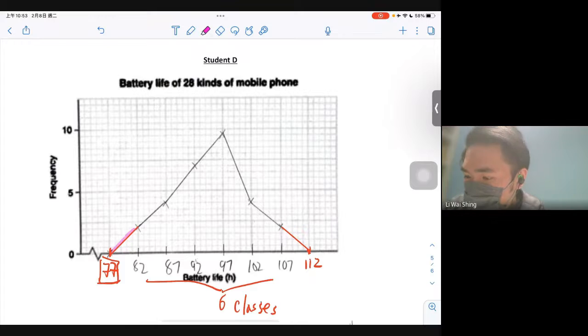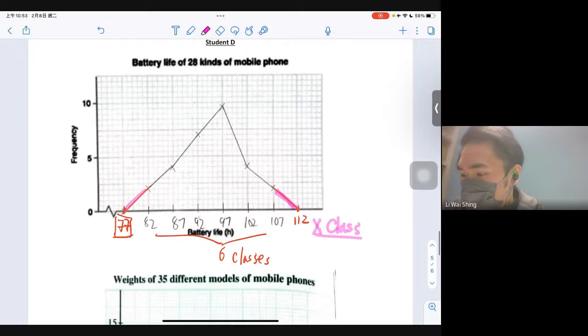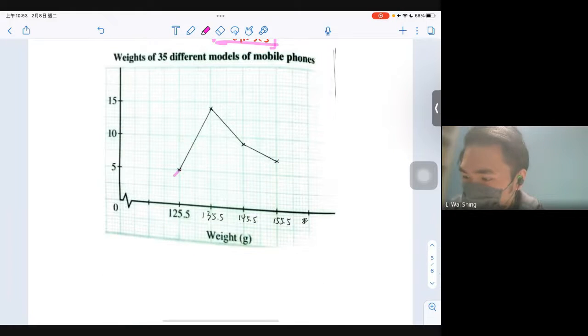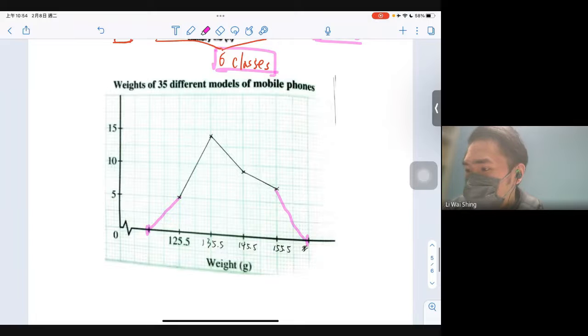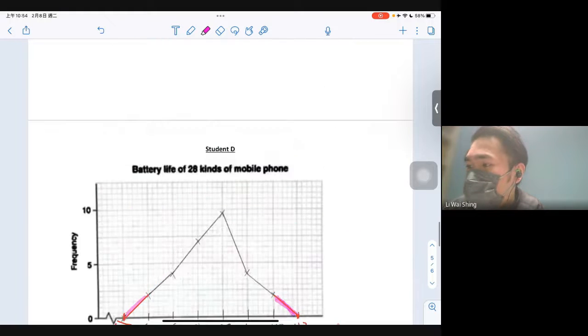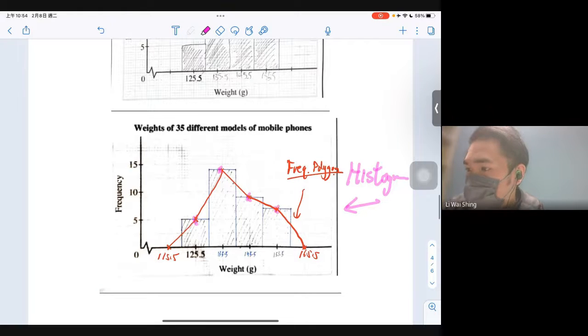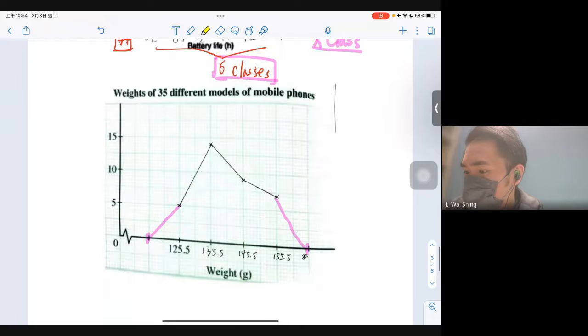Be careful. Okay, these 2 classes, they are not the classes we want. They are drawn because we want to start with 0 and end with 0. That's it. So there are a total of 6 classes only. Not just one student, but several of you forgot to link it back to 0. Remember, when you're asked to draw the frequency polygon, you start with the histogram, you mark all the crosses, but at last, you need to link it back to 0. Link it back to 0 so that it is finished. Okay, start with 0 and finish it with 0.